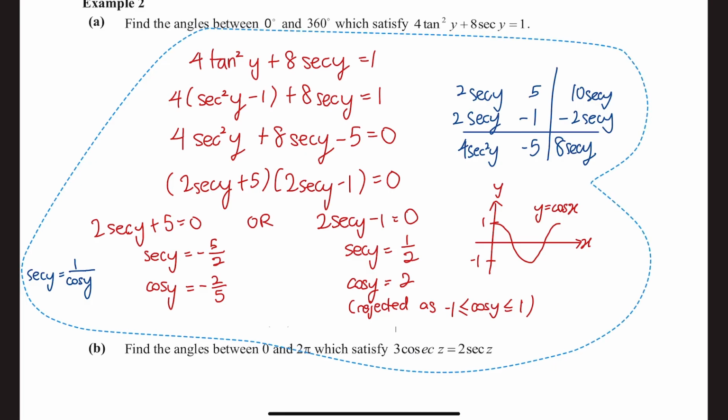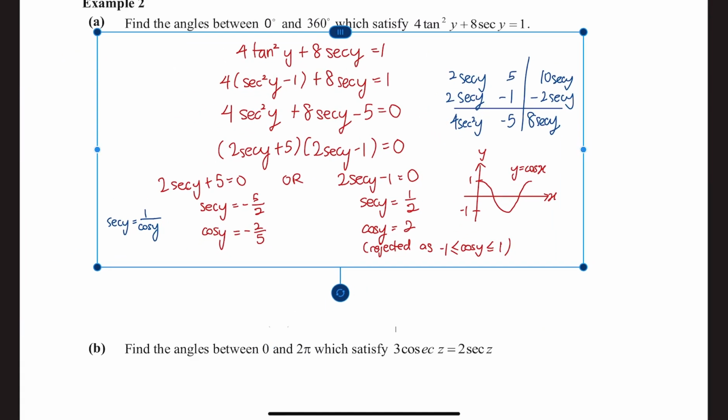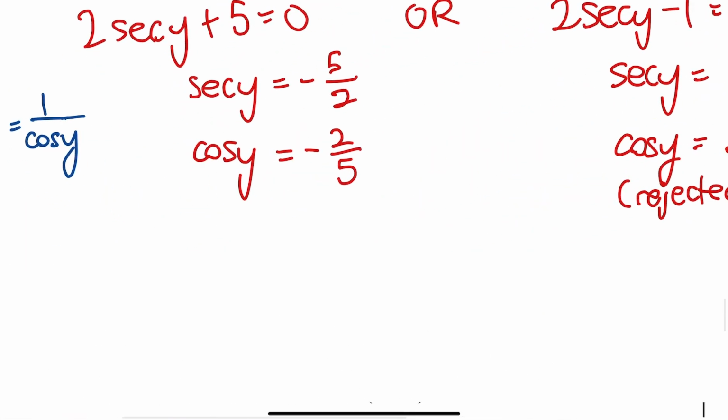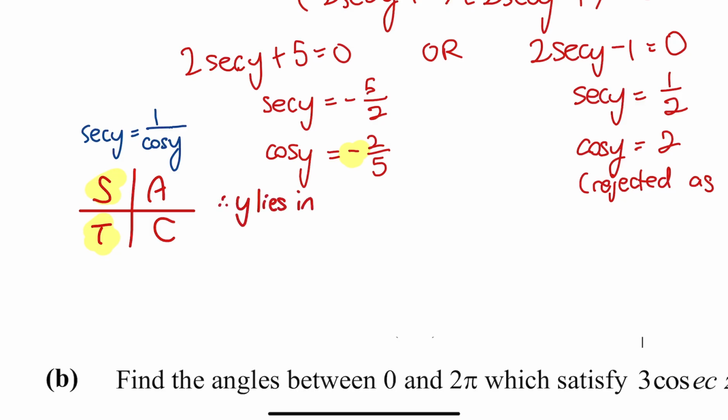Let me make everything smaller. So over here, cosine y equals negative 2 over 5. Now we work with this. Steps are exactly the same. Identify quadrants first by ASTC. I draw an ASTC. Cosine negative value means it is in the second and third quadrant. So this means that y lies in the second and third quadrant.